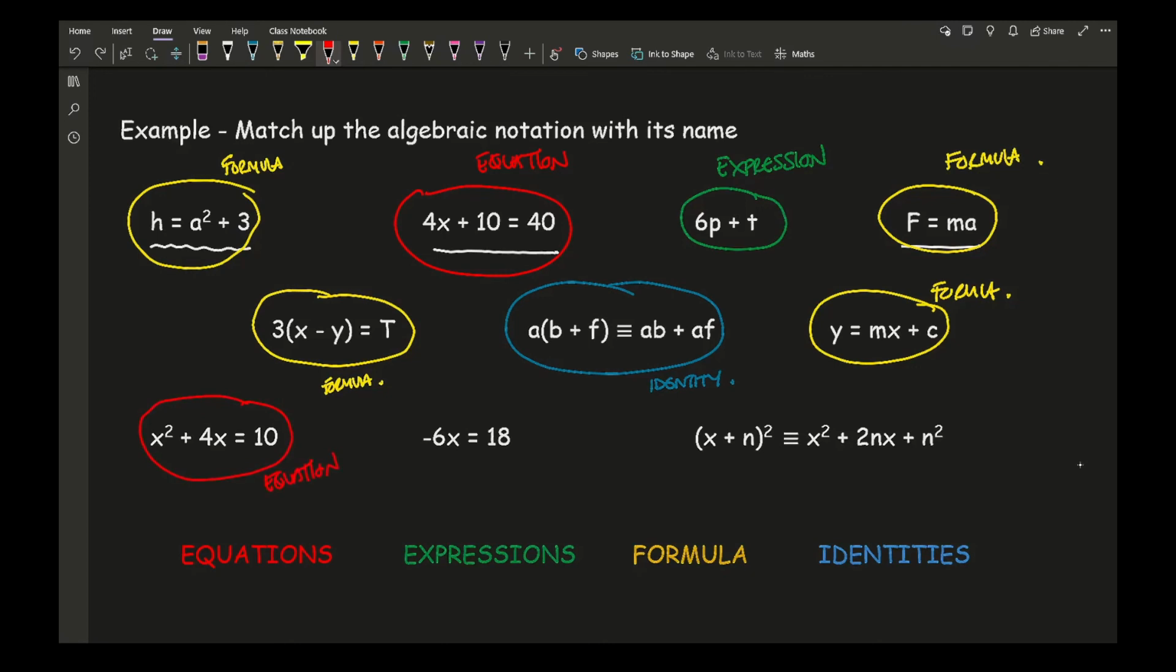With this next one of minus 6x equals 18, again I've got one letter and an equal sign, so that too is going to represent an equation. And my final one, (x + n) all squared is identical to that one. Again, it's got the triple bar symbol, so that has to mean it is an identity. There we go.